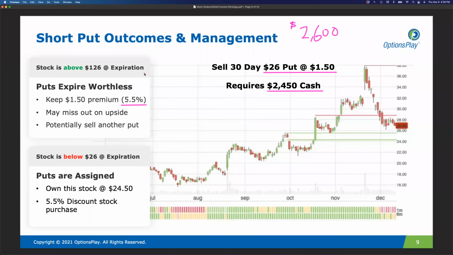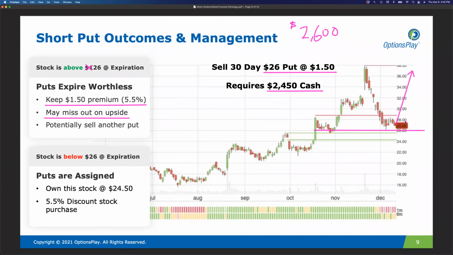So if the stock is above $26 at expiration, and apologies, this should say 26, not 126, the puts that you sell effectively become worthless. That means you keep the full $150 or the 5.5%. And what you're going to potentially miss out on is some upside. Meaning if, let's say, the stock starts to rally up to $36 and you never get put this particular put option, you're missing out on that upside. But what you do keep is the $1.50 or 5.5% yield on your cash.